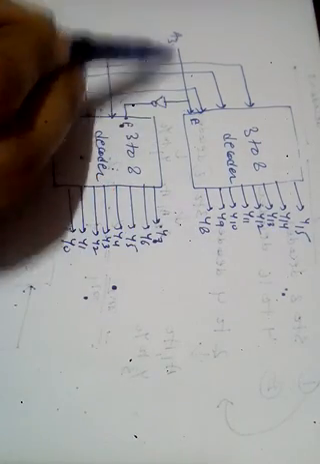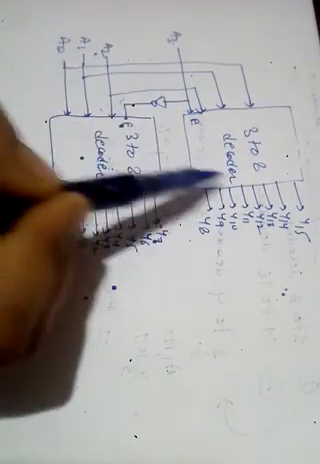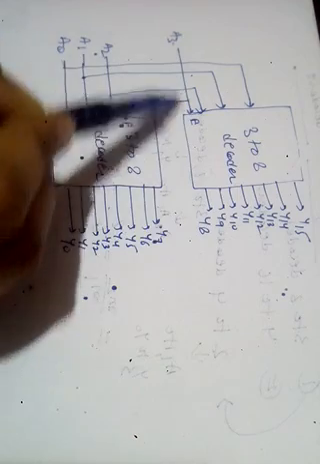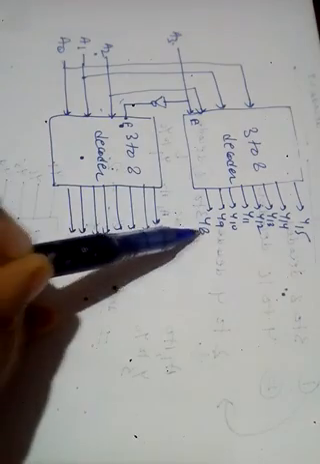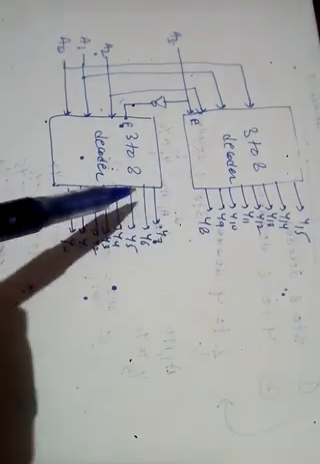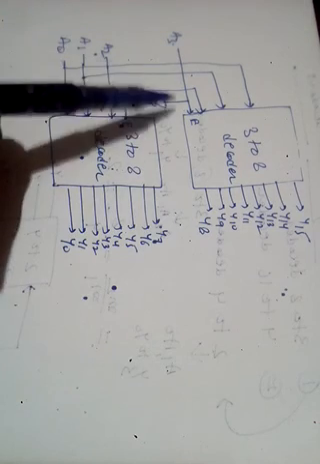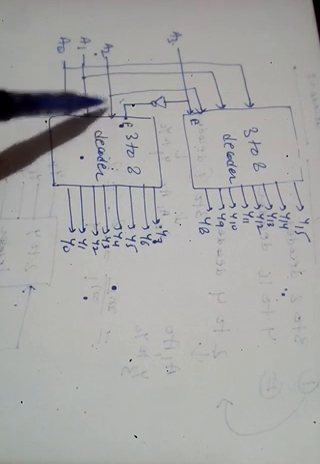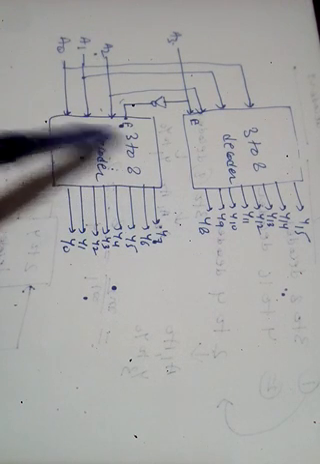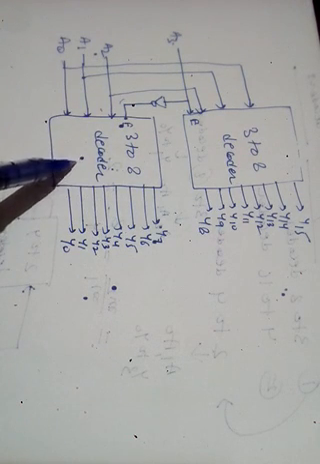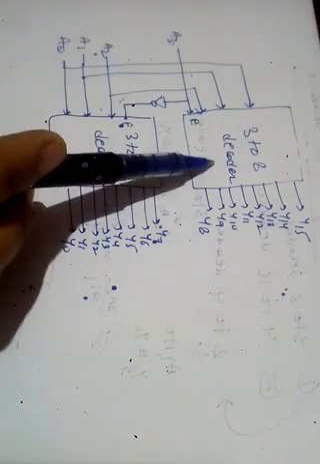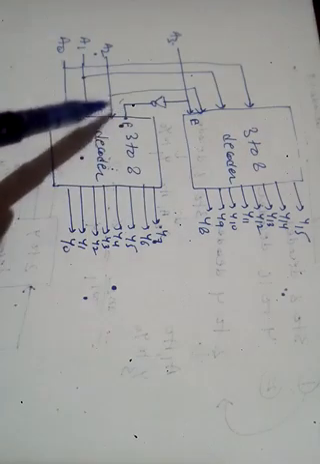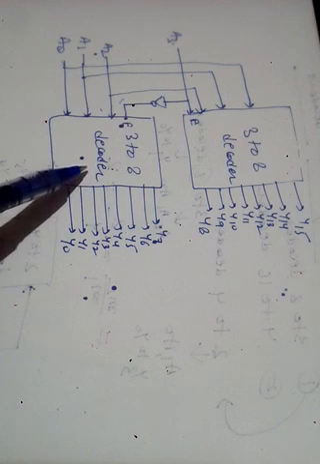When A3 is 1, that time the higher 3 to 8 decoder will be enabled and we will get output across Y8 to Y15. And for the lower decoder, that time E will be 0, so we will not get any output across this decoder. When A3 is 0, then the higher decoder will be inactive and we will get output from the lower order decoder.